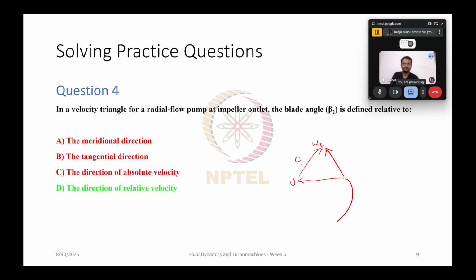Now the blade angle beta 2 is defined as the angle between the tangential direction, the direction of the relative velocity W2, to the direction in which the blade is moving, that is U.